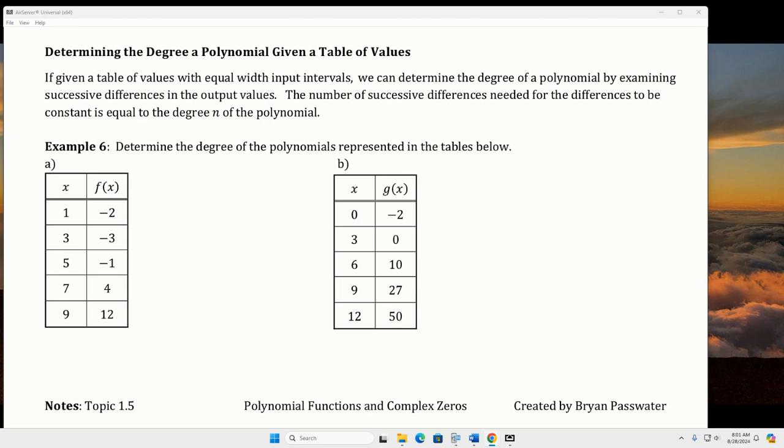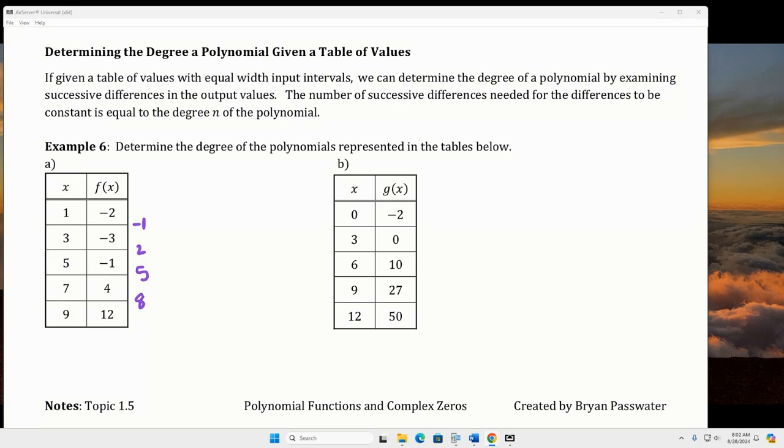All right, so there are equal length input value intervals for example 6A and B. And so I'm going to just find the differences by either taking one and subtracting the previous one from it, or just thinking about how much it changed. It doesn't matter. Either way, that's going to be -1, and then 2, 5, and 8. All right, not constant, so not linear.